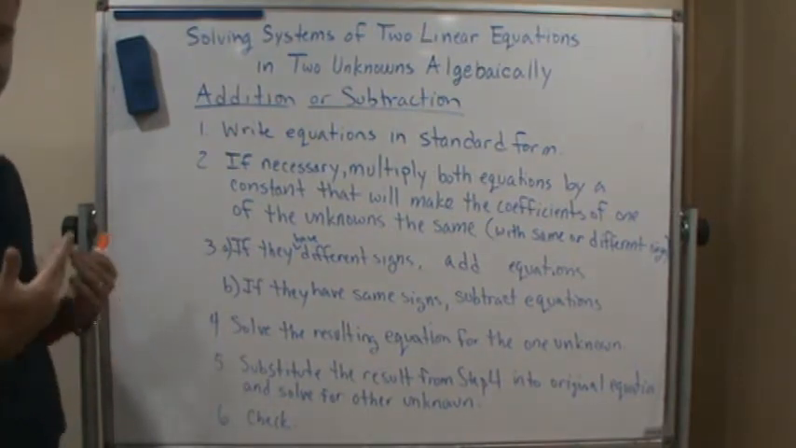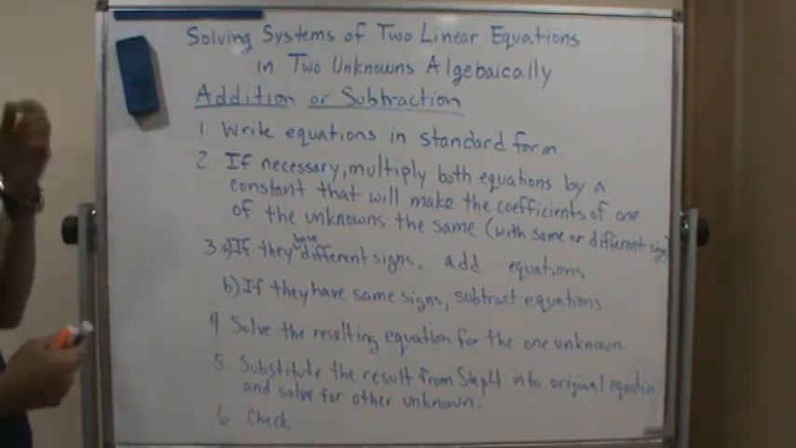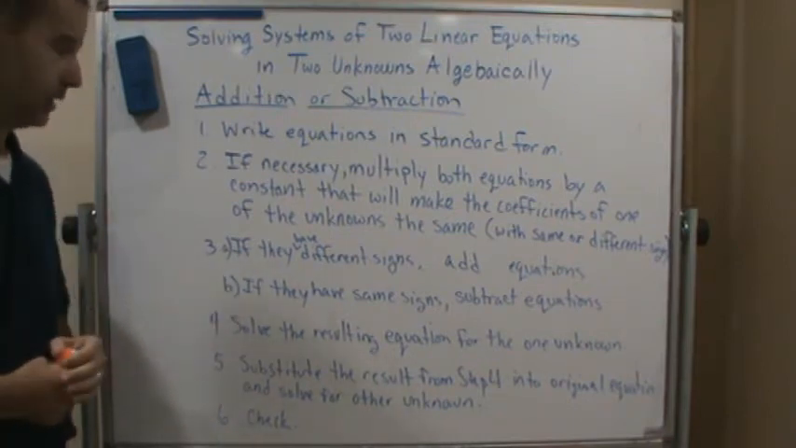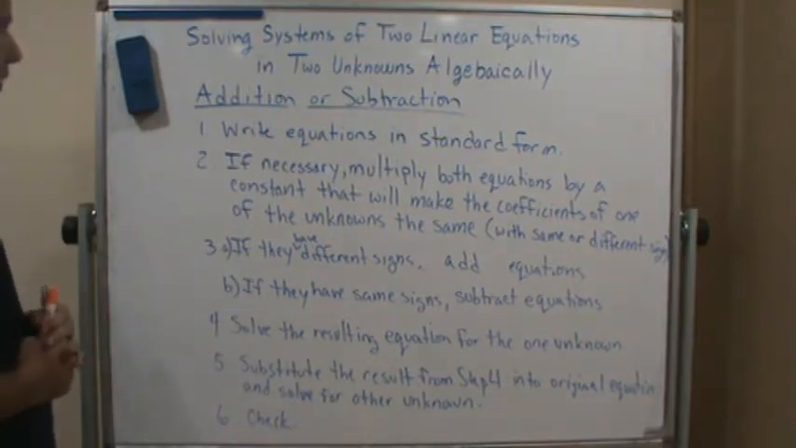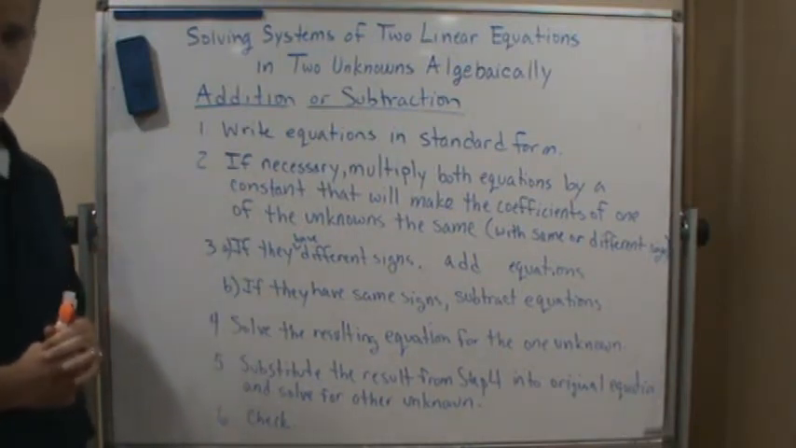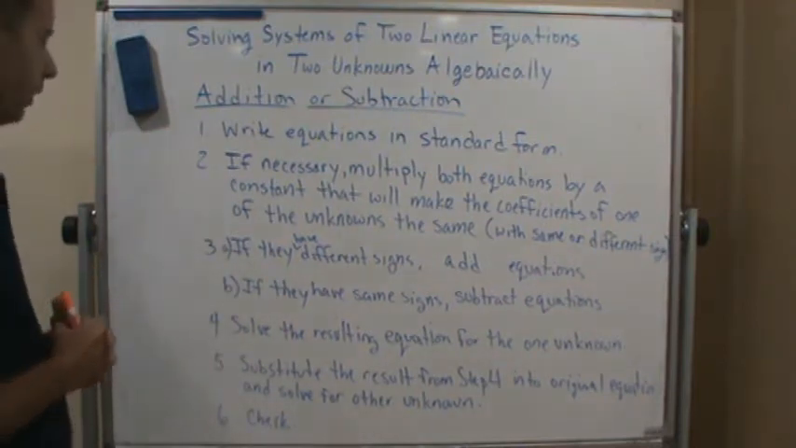We call it the addition or subtraction method. Typically it's the subtraction method or the addition method, or sometimes it's called the elimination method, as you'll see in a minute why. So the first step is to write the equation in standard form, and you'll see what I mean by that if you don't.